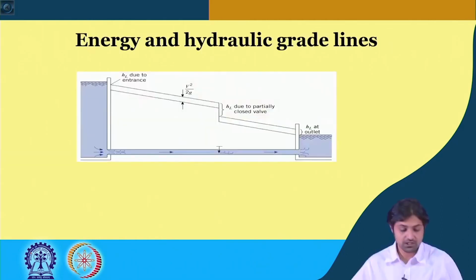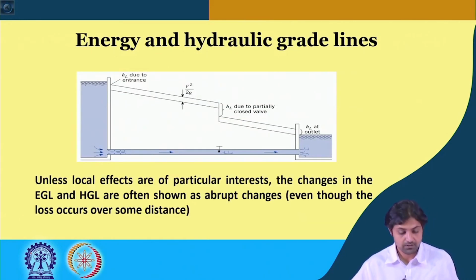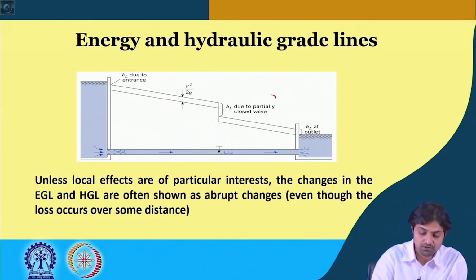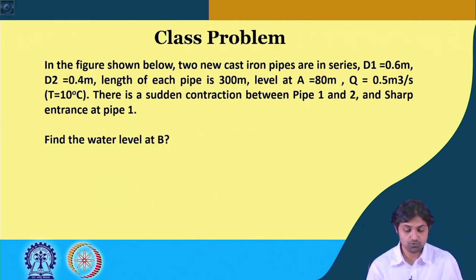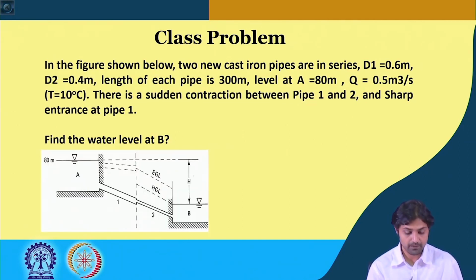Now something about energy and hydraulic grade line, you see. Unless the local effects are of particular interest, the changes in EGL and HGL are often shown as abrupt changes even though the loss occurs over some distance. Okay. So in the figure shown below, two new cast iron pipes are in series, length of each pipe is given and level at A is also given. All right. Now we have to find the water level at B. A very simple and good question.